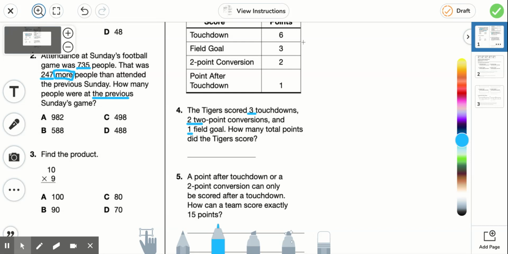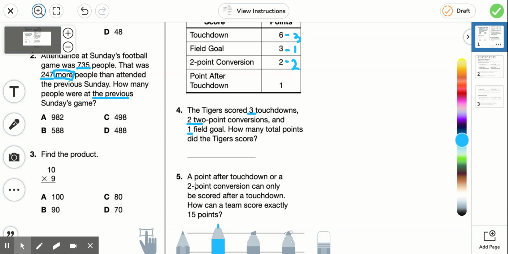So we've got to think 3 touchdowns. Each touchdown is 2 points. 2 of these 2-point conversions. So that's 3 of these, 2 of these, and 1 field goal to add all together for the Tigers.